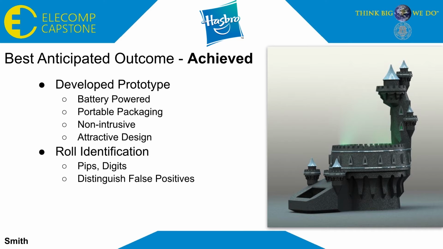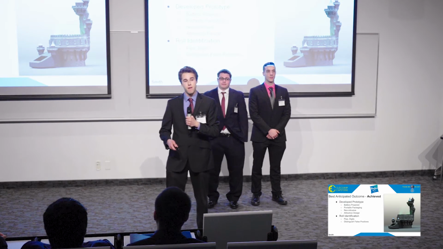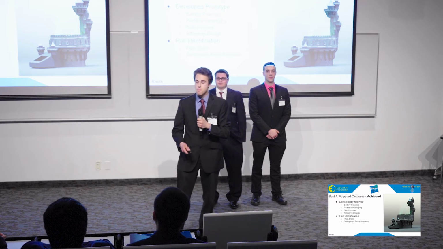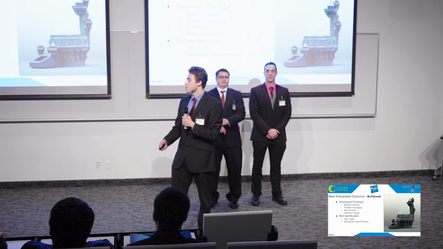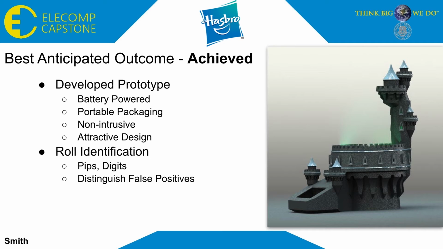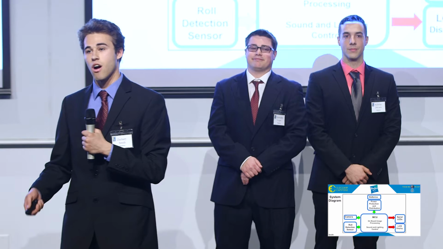This year, Team Hasbro was able to meet their best anticipated outcome by developing an advanced prototype that is portable, battery-operated, non-intrusive to gameplay, and has an aesthetic design. It is also able to identify both pips and digits and distinguish against false positives. You can see on the screen here a virtual 3D representation of our finalized project. This system diagram shows the scope of our project throughout the year. It was broken up into both hardware and software aspects.